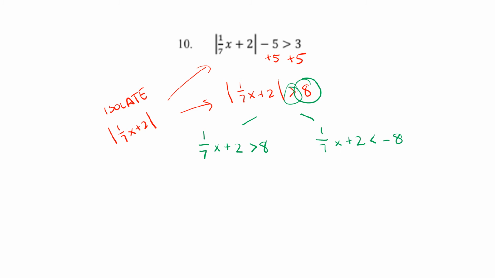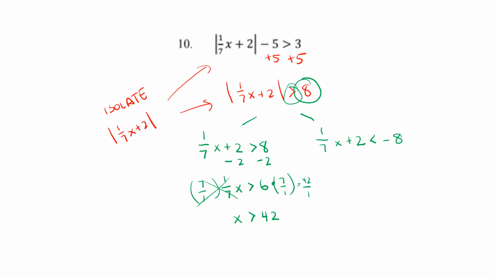So I'm going to go on the left here. We start by subtracting 2. 1/7 x is greater than 6. Notice how we did not flip the inequality. You only flip it when you multiply or divide by a negative. To move this 1/7, we multiply by its reciprocal, right? That means we multiply both sides by 7 over 1. Fraction's gone. We're left with just x is greater than 6 times 7 is 42. Divided by 1 is still 42. So we get x is greater than 42.